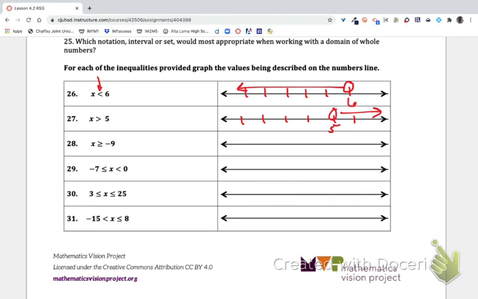The two that I really want to do, though, are 29 and 31. So 29 goes from negative 7 to 0. And the tricky part is that it's closed at negative 7, open at 0. Closed because less than or equal to, open because less than. And then for 31, same process, negative 15. Well, it's less than, so open. Less than or equal to, closed.